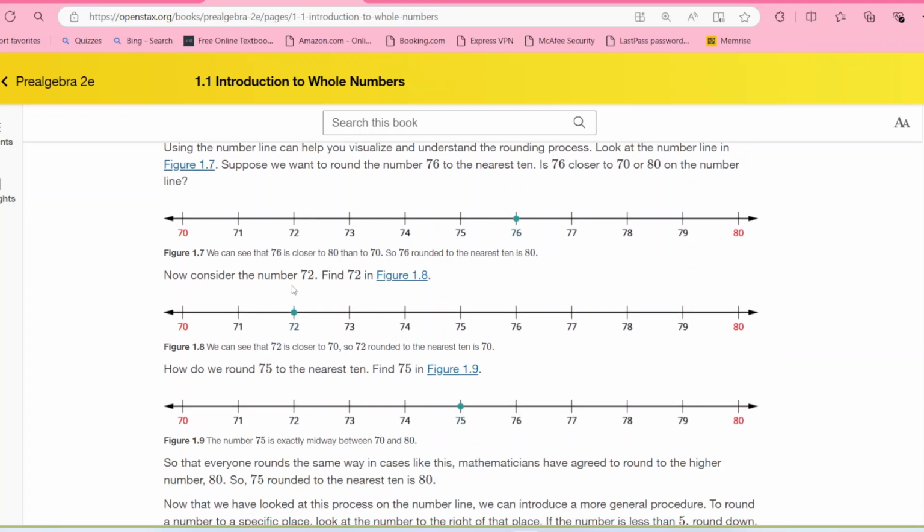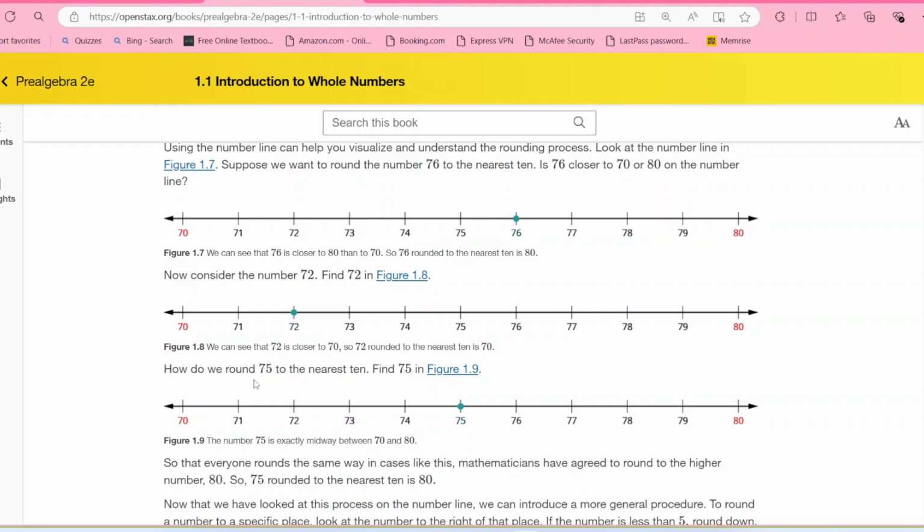Now consider the number 72. Find 72 in figure 1.8. They point it out here with a little blue dot. And in figure 1.8, we can see that 72 is closer to 70 than it is to 80. So 72 rounded to the nearest 10 is 70.